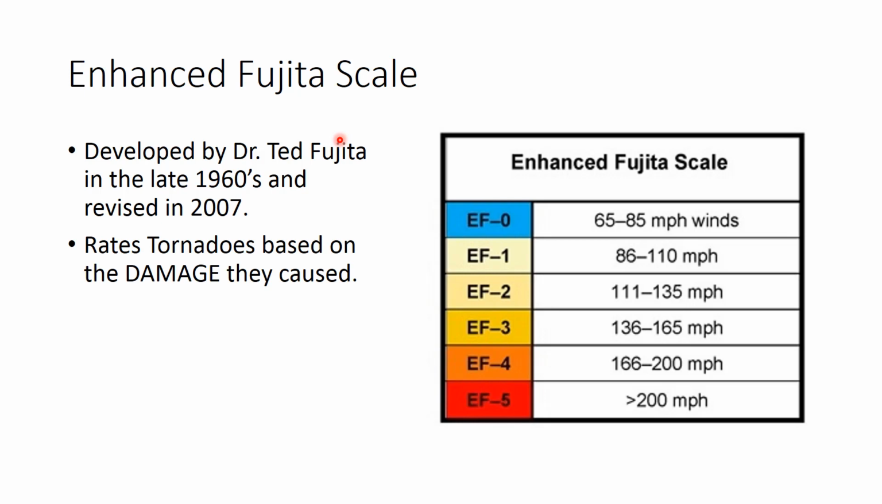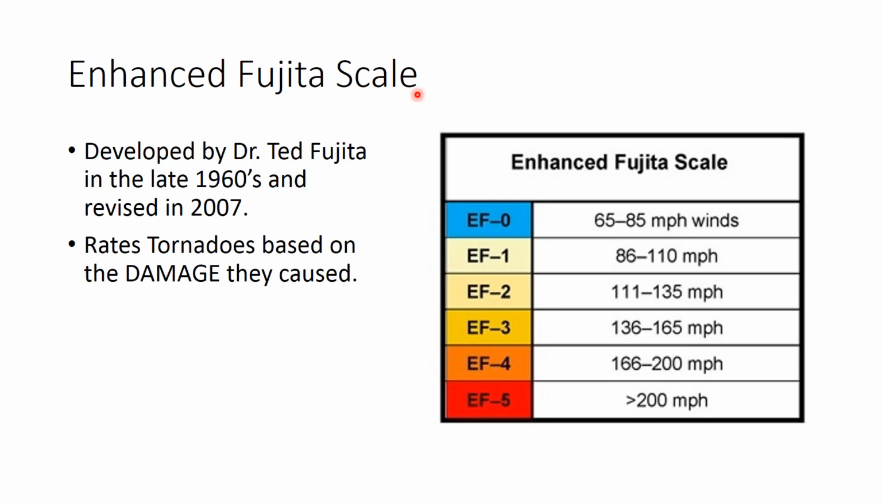Obviously, between the late 1960s and the late 2000s, technology changed quite a bit, and our understanding of tornadoes changed quite a bit. And so, rather than throwing out the scale and doing something completely new, we only really saw the need to just tweak it. Basically, we took the football and ran with it. And so we came up with what is called the Enhanced Fujita Scale.